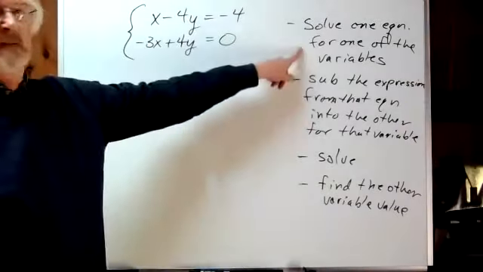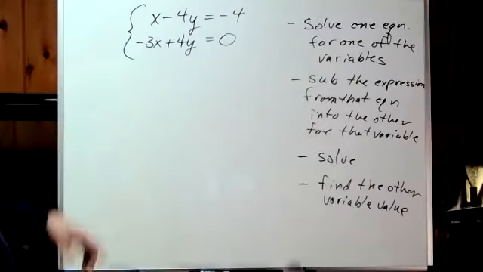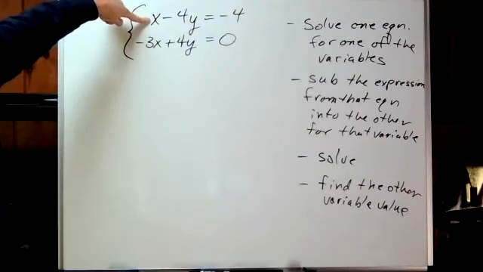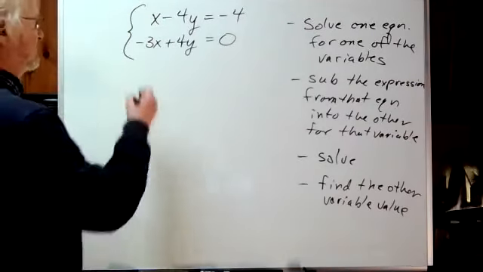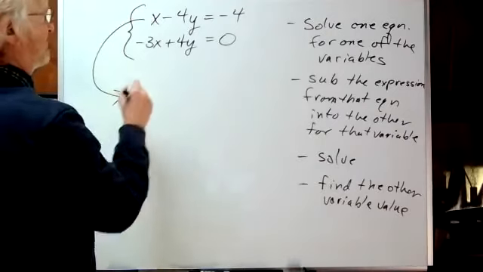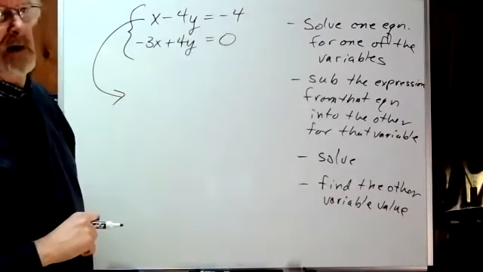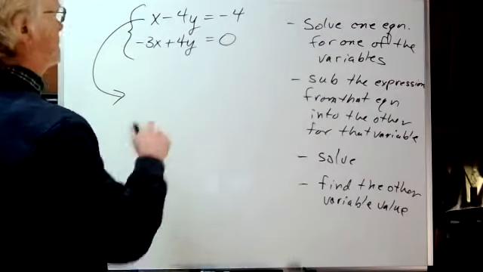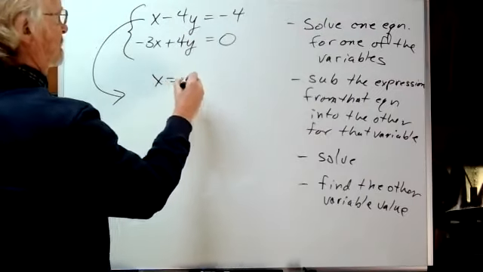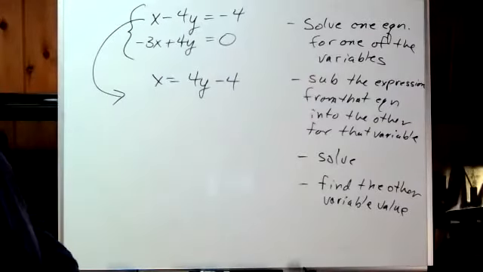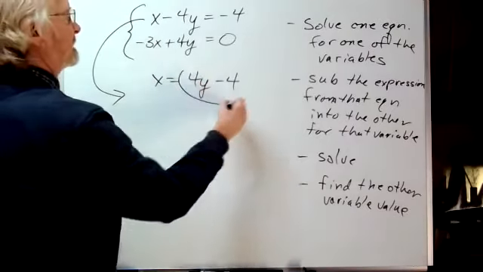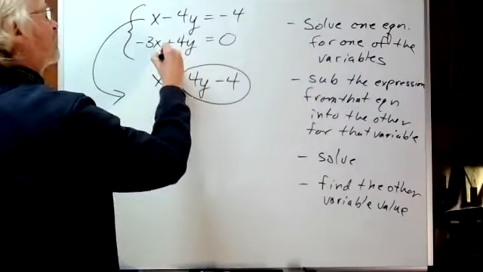Got to solve for one of the variables. How about this x? Okay, it's got the 1 on it. It makes it cleaner, easier. So if I add 4y to both sides, I'll get x equals 4y minus 4. Okay. And so now I'm going to take this expression for x and plug it in there.